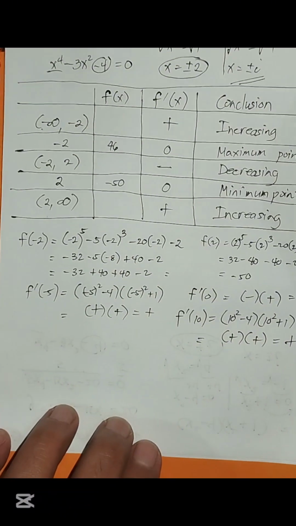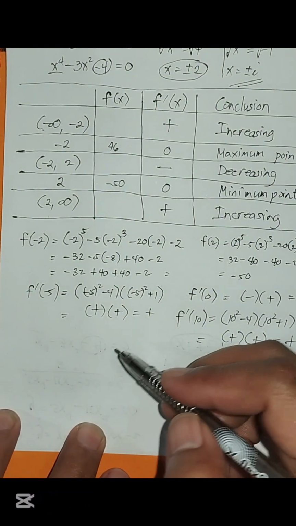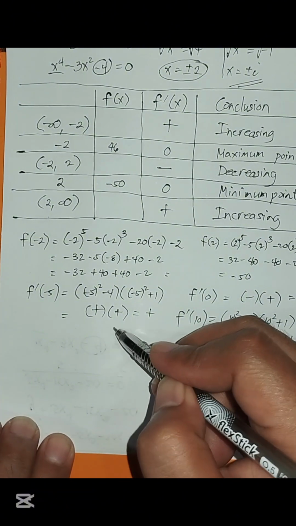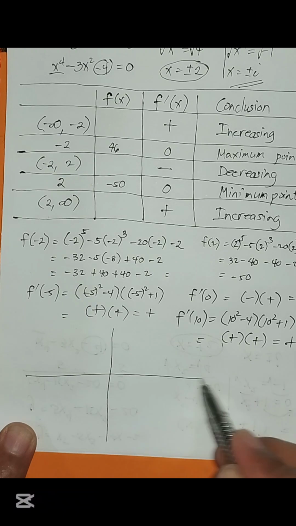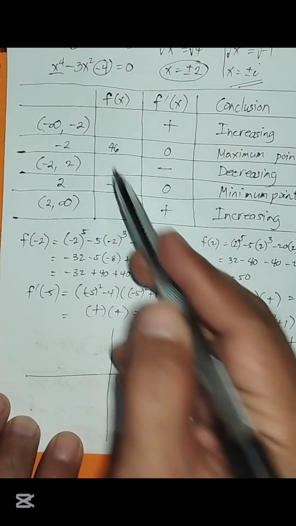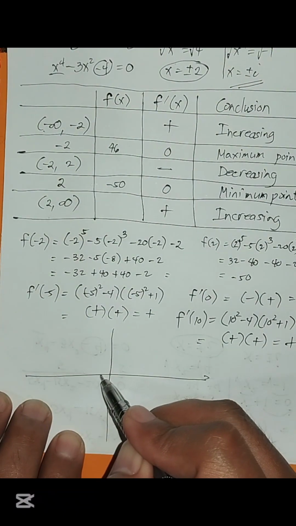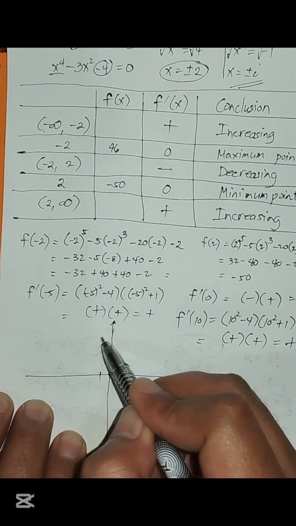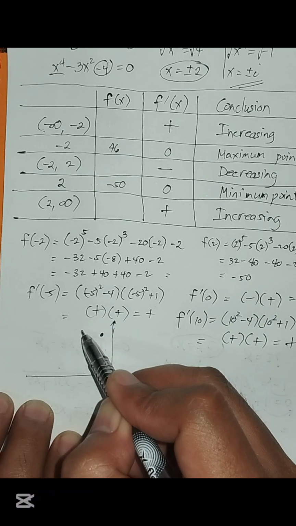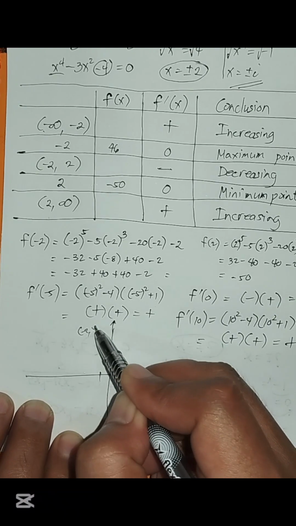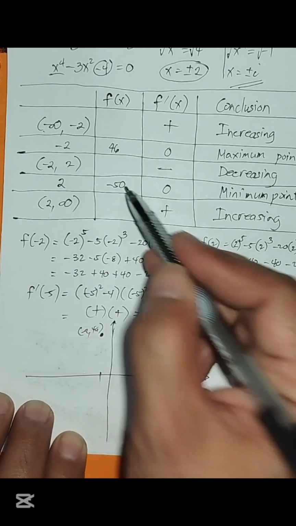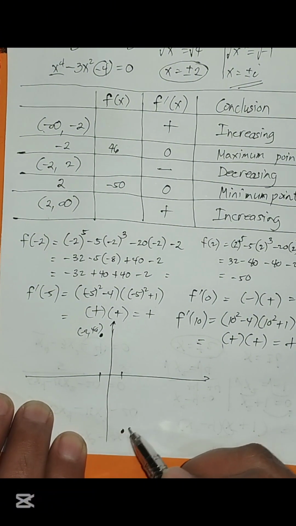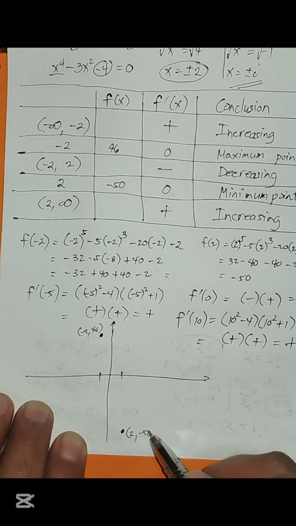So let's estimate the graph, and then I will show you the real graph using GeoGebra. Okay? So let's estimate the graph. We have (-2, 46), so medyo mataas siya. So this is (-2, 46). And then we have (2, -50). This point is (2, -50).